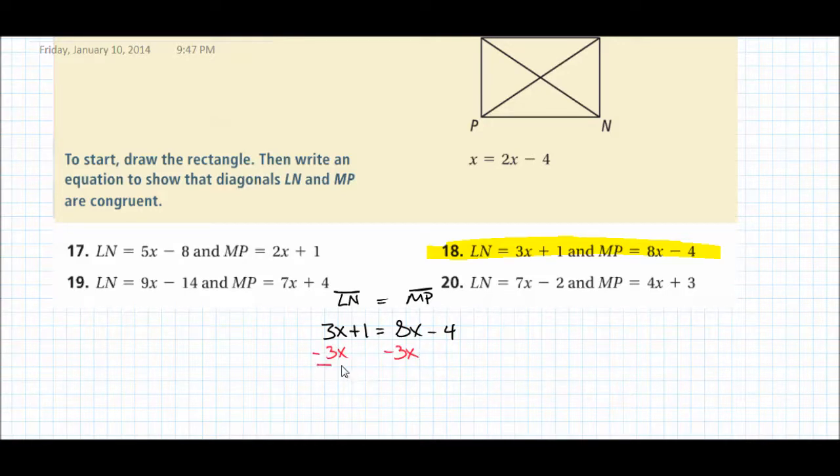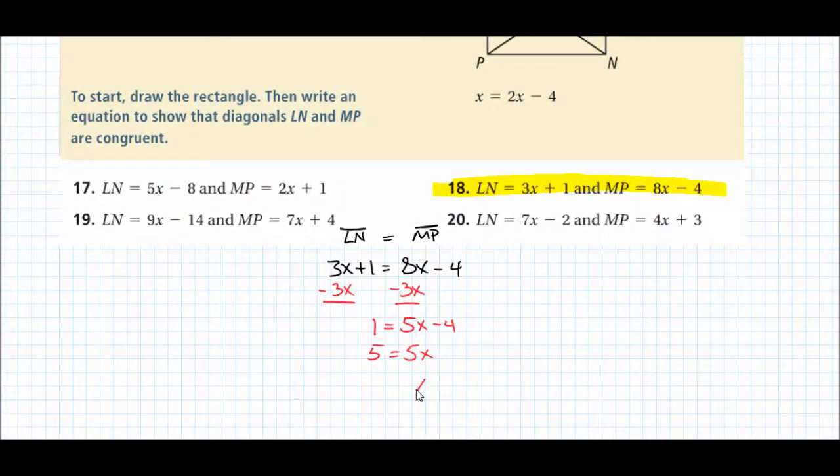Since the 8x is bigger, I'm going to subtract 3x from both sides. So I'm going to get 1 equals 5x minus 4. We're going to add 4 to each side, so we get 5 equals 5x. So once we do our math and divide each side by 5, we get x is equal to 1. So now we just have to put that in the equation.